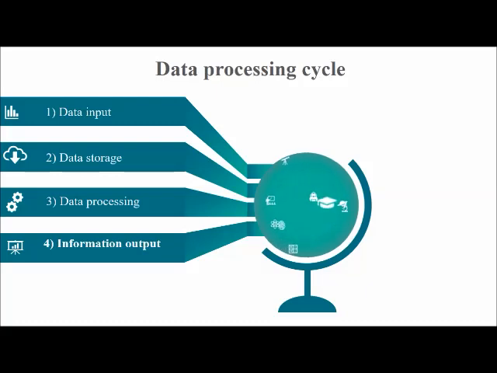The third step was data processing, and I told you that data processing consists of four main activities. One was creating new records, two was reading and retrieving existing data, third was updating, fourth was deleting existing data. And finally, I illustrated information output, and I told you that information output will be in three main forms. First, document. Second, report. Third, database query.